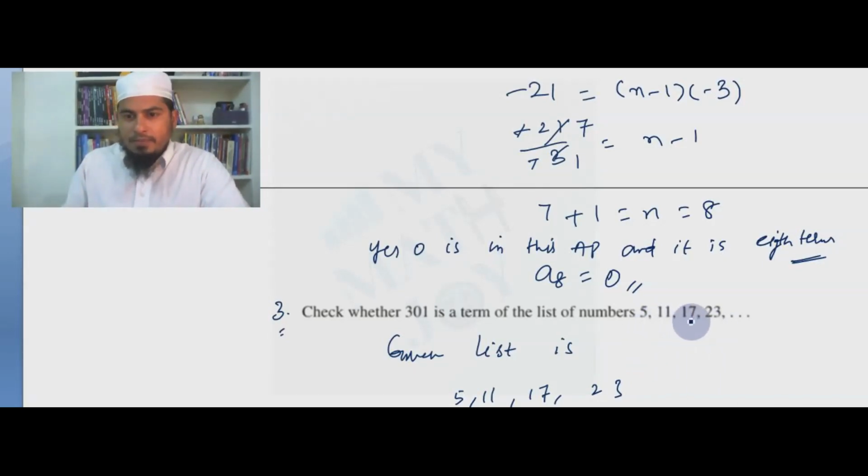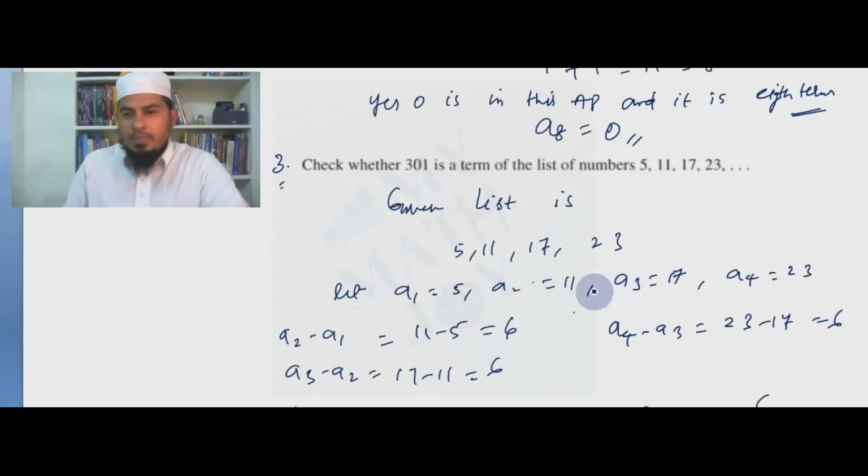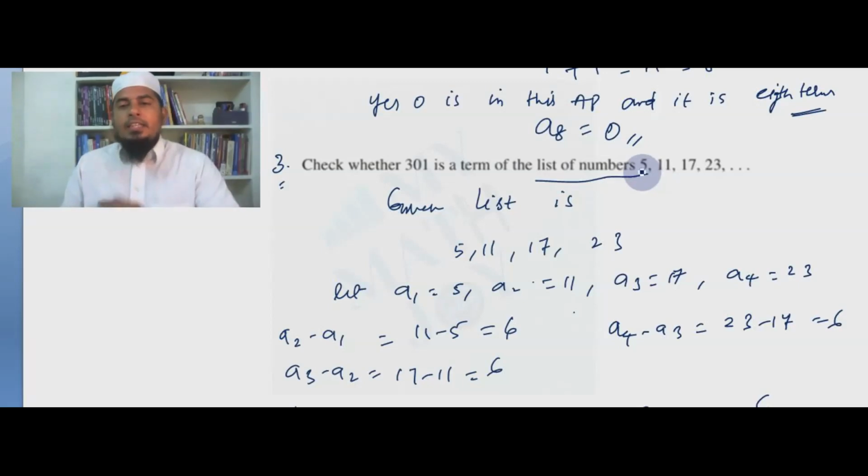So 5, 11, 17 is the given AP we have written. a1 is this much, a2 is this much. Moreover, he said list of numbers. List of numbers means we need to conclude whether it is an AP or not. First of all, when it is an AP, then we will do the problem. Otherwise, we say that it is not an AP.